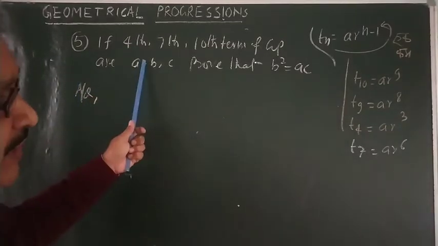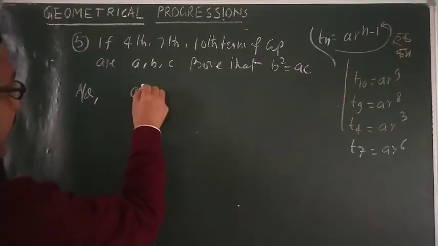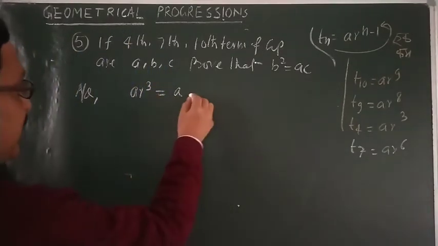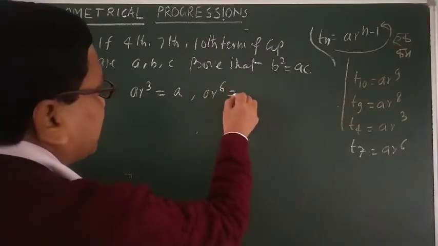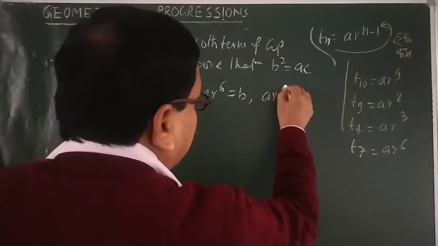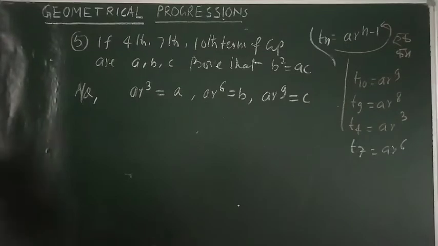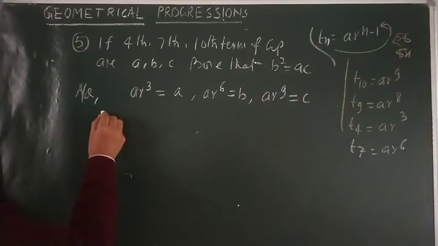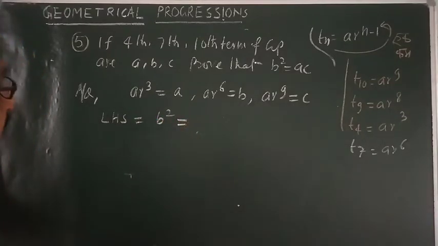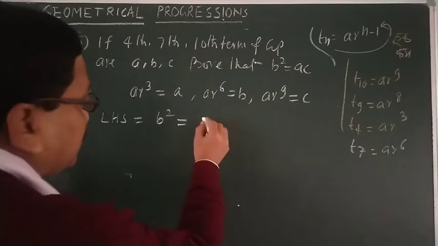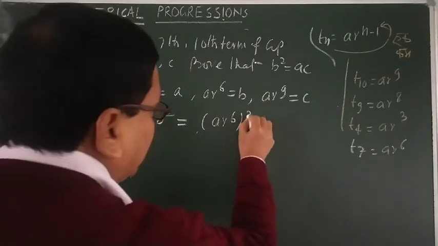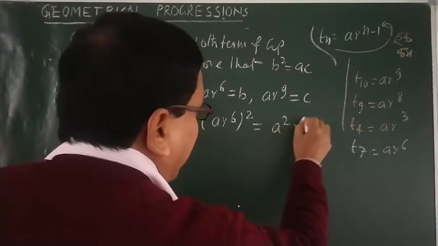According to the question, the 4th term ar^3 is equal to a. The 4th term is a, the 7th term is b, so ar^6 is equal to b, and the 10th term ar^9 is equal to c. Now we have to prove that b square is equal to ac. So starting from LHS, b square. Put the value of b, so this is ar^6 whole square. So this becomes a square r to the power 12.